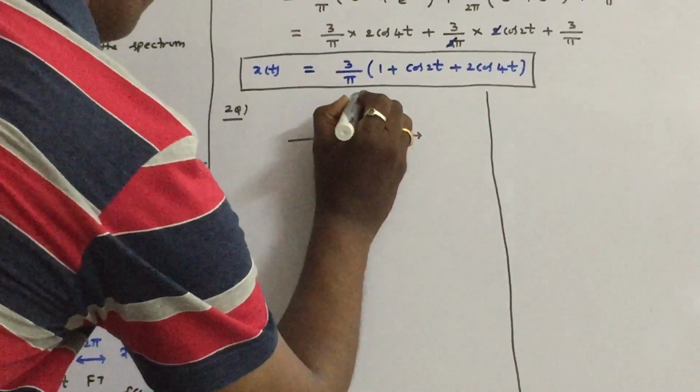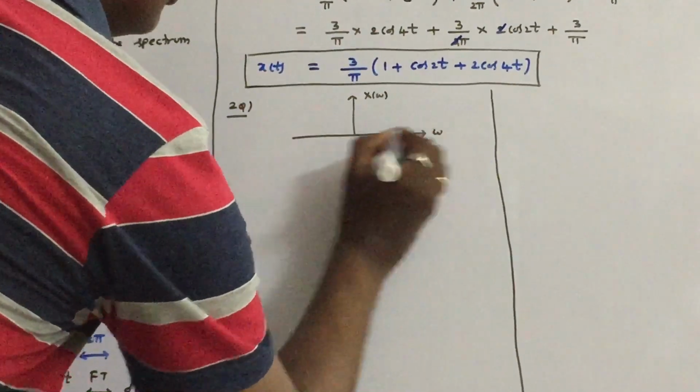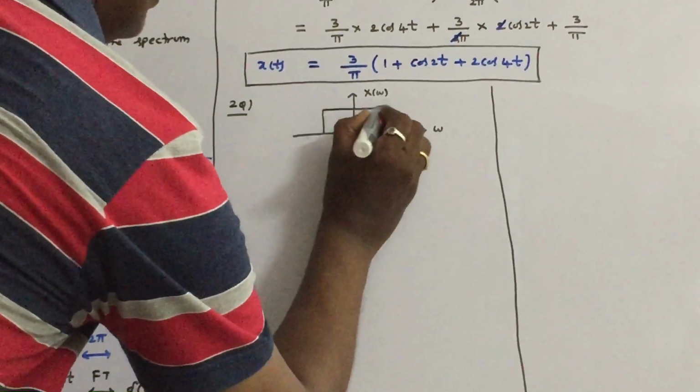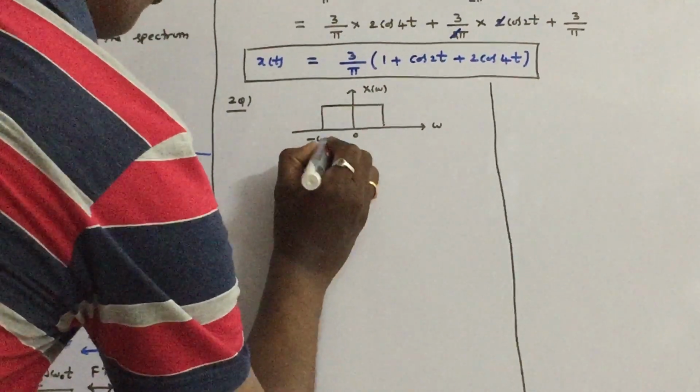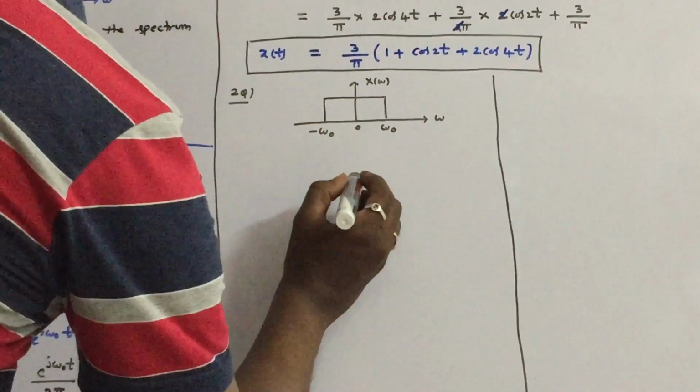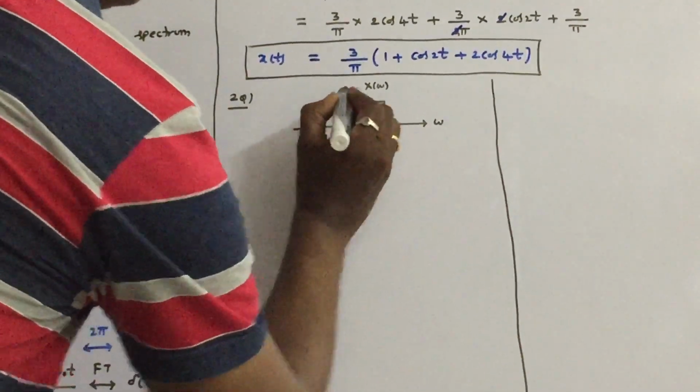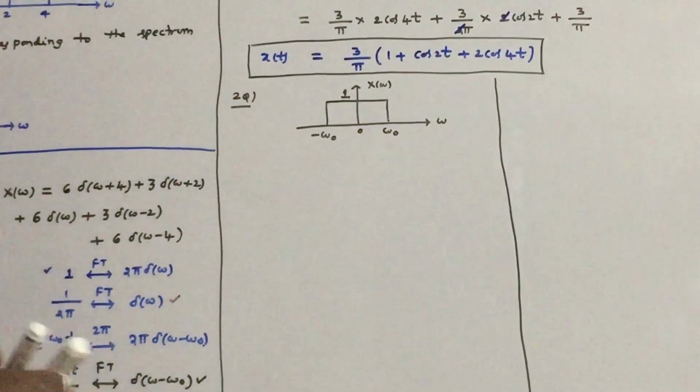So this is x of omega versus omega. What is the pulse given? The pulse extends from minus omega 0 to omega 0, with amplitude 1. So this is straightforward. Just substitute in the definition.